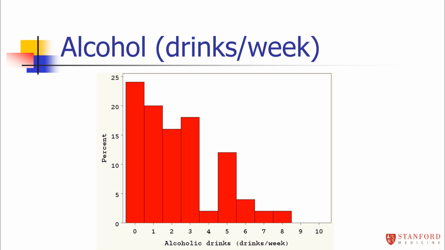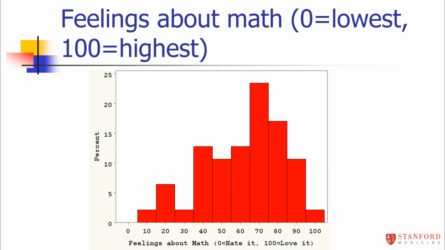I asked my students about alcohol drinking. How many alcoholic drinks do you drink per week? My students are fairly light drinkers, as you can see. I don't tend to teach undergraduates. I mostly teach graduate students and medical students and doctors, and they were fairly light drinkers. The heaviest drinking I had reported here was 7 or 8 drinks per week, and most people are drinking just 0 to 3 drinks per week.